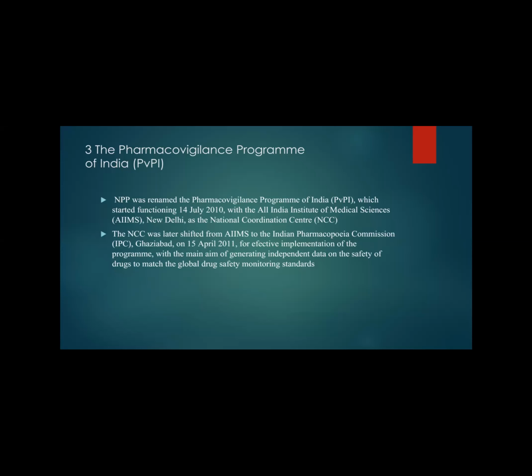Now we come to the Pharmacovigilance Program of India, also known as PvPI. The National Pharmacovigilance Program was renamed the Pharmacovigilance Program of India. It started functioning around 14th of July 2010 with the All India Institute of Medical Sciences, New Delhi, as the National Coordination Center. This was later shifted from AIIMS to Ghaziabad on 15th of April. Its main aim is to generate independent data on the safety of drugs to match the global drug safety monitoring center.